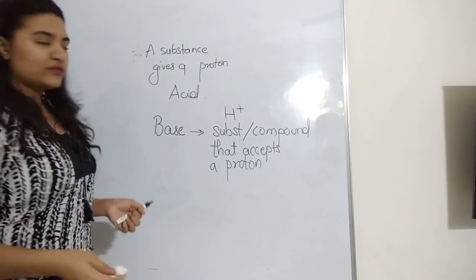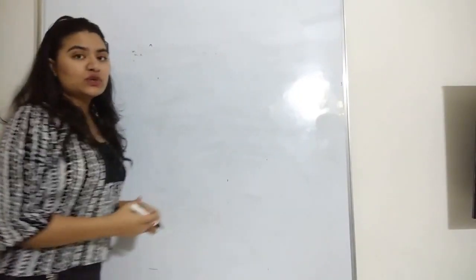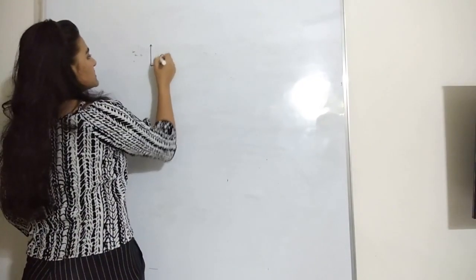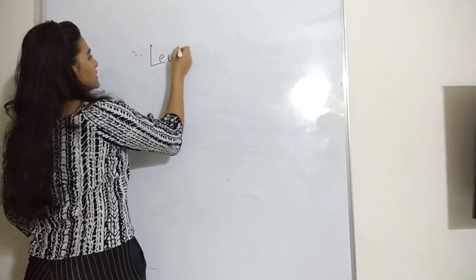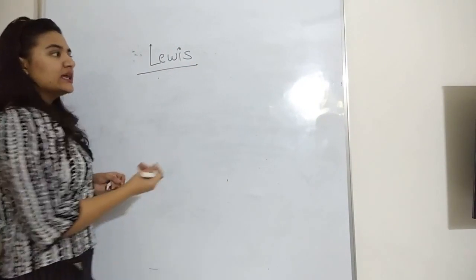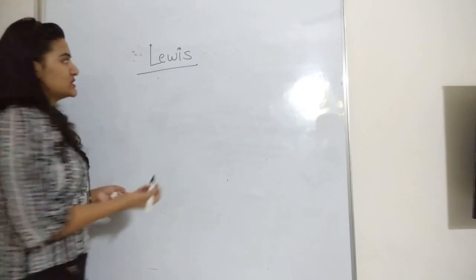Now there's one more definition. We'll also talk about the examples. Now the last definition, which was given by the scientist Lewis. So according to Lewis, an acid and a base are determined by the loss or gain of electrons, you can say.